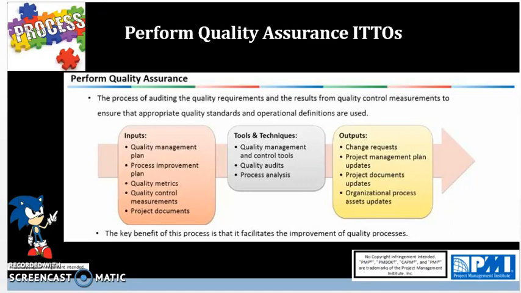So project document updates are quality audit reports, training plans, and process documentation being updated. OPA updates are basically going to be updates to the procedures, and the project management plan updates are updating the quality management plan, scope management plan, schedule management plan, and cost management plan based on audit results. So sometimes you might have to update the schedule because there could be more steps than you know, and the schedule would have to be modified, the schedule baseline.